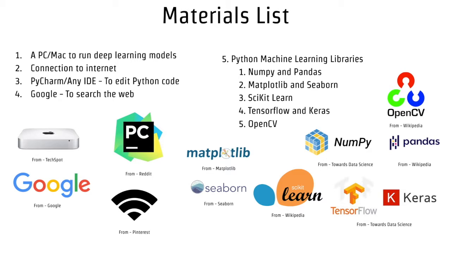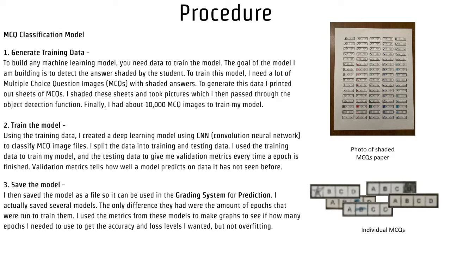Here is my materials list. First, you need a PC or a Mac to run deep learning models. You need a connection to the internet and some sort of IDE to edit Python code. The Python machine learning libraries I used were NumPy and Pandas to pre-process my data, Matplotlib and Seaborn to generate graphs and tables, scikit-learn for machine learning algorithms, TensorFlow and Keras to build my convolution neural networks, and OpenCV for my object detection. Now, let's move on to the procedures I used.